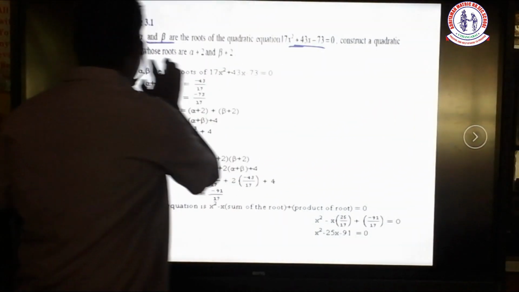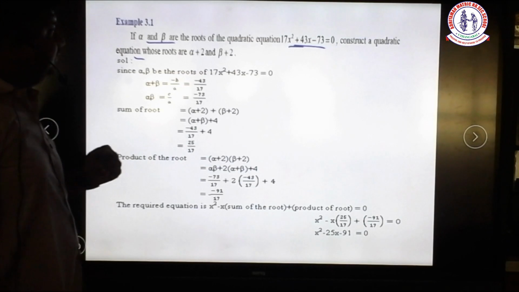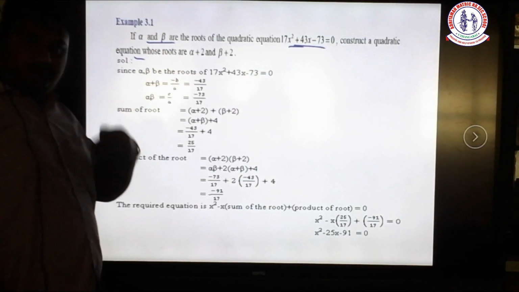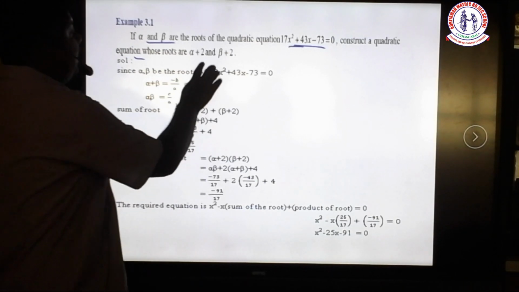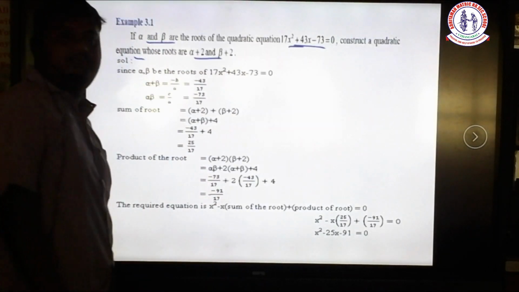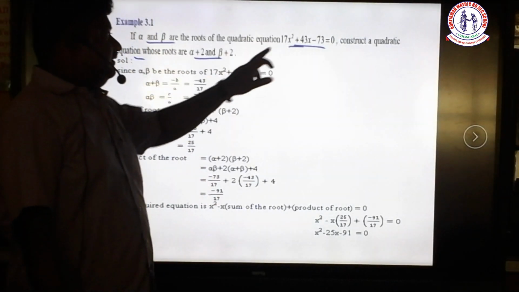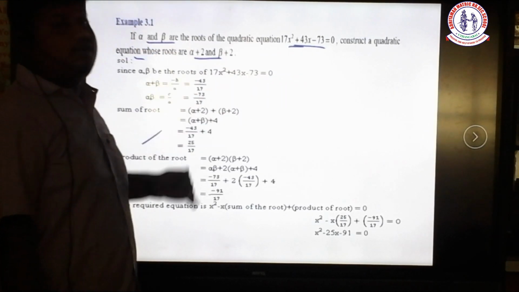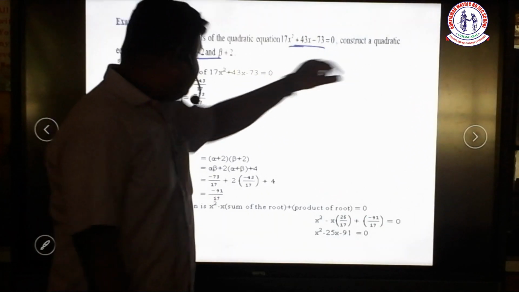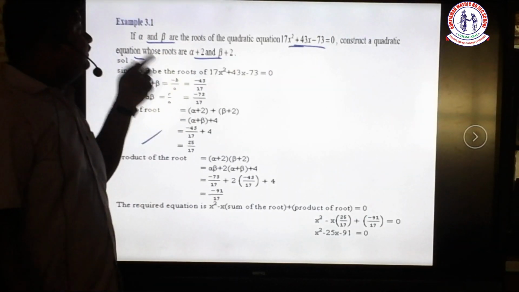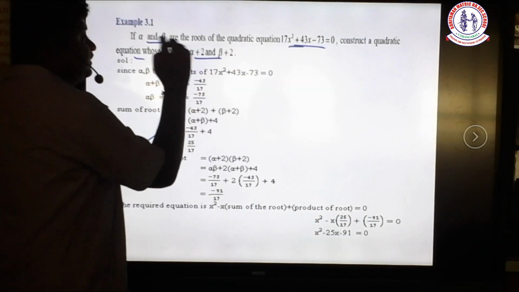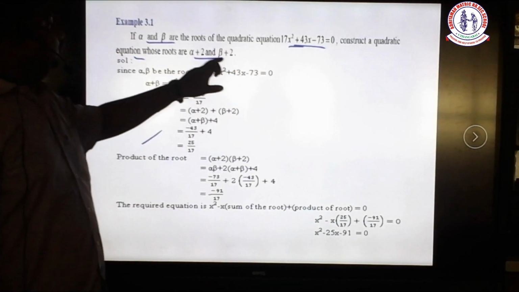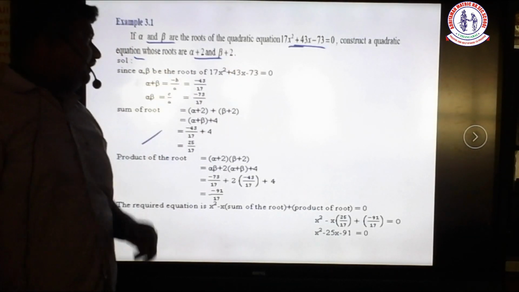Construct a quadratic equation. What we find means we find a quadratic equation whose roots are alpha plus 2 and beta plus 2. This is the important one. We have two roots already given, alpha and beta. We have to find a quadratic equation, but the roots are given as alpha plus 2 and beta plus 2. So using the two rules, we can form a quadratic equation.